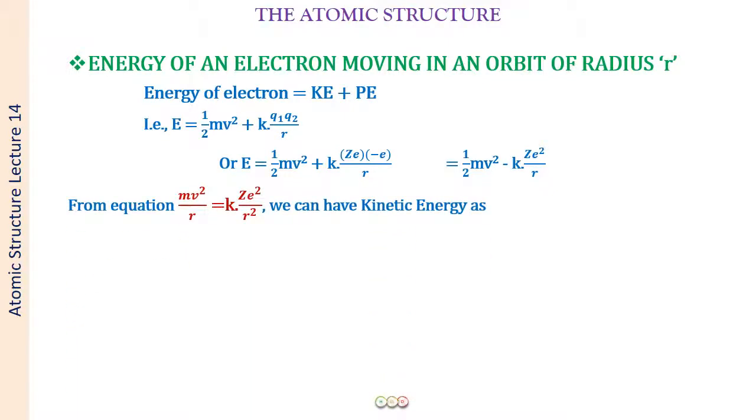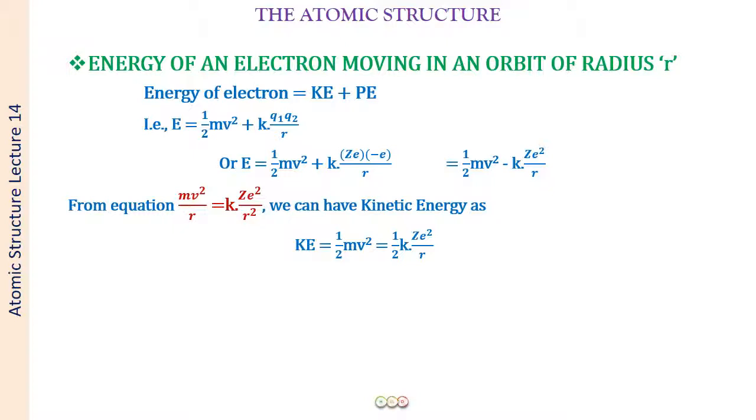Now from the equation that Rutherford gave for the forces, that was mv square by R equal to kZe square by R square, right? So from this we can calculate what would be the kinetic energy also. If you cancel out the common R, you get mv square is equal to kZe square by R. So we will put the value of mv square over here. What would you get? Half kZe square by R, right? I hope that is clear.